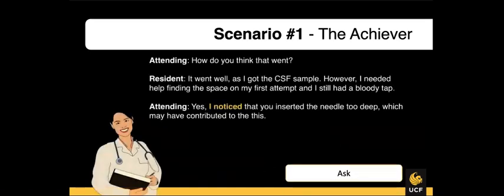So now that the observation occurred, you want to ask the learner, how do they think that went? And so the resident says, I think it went well as I got the CSF sample, but I needed help finding it. I did not find it on my first attempt, and I still got the bloody tap, which again is what he was having trouble with. So the attending acknowledges that, yes, and I noticed that you inserted the needle too deep, which may have contributed to your bloody tap.